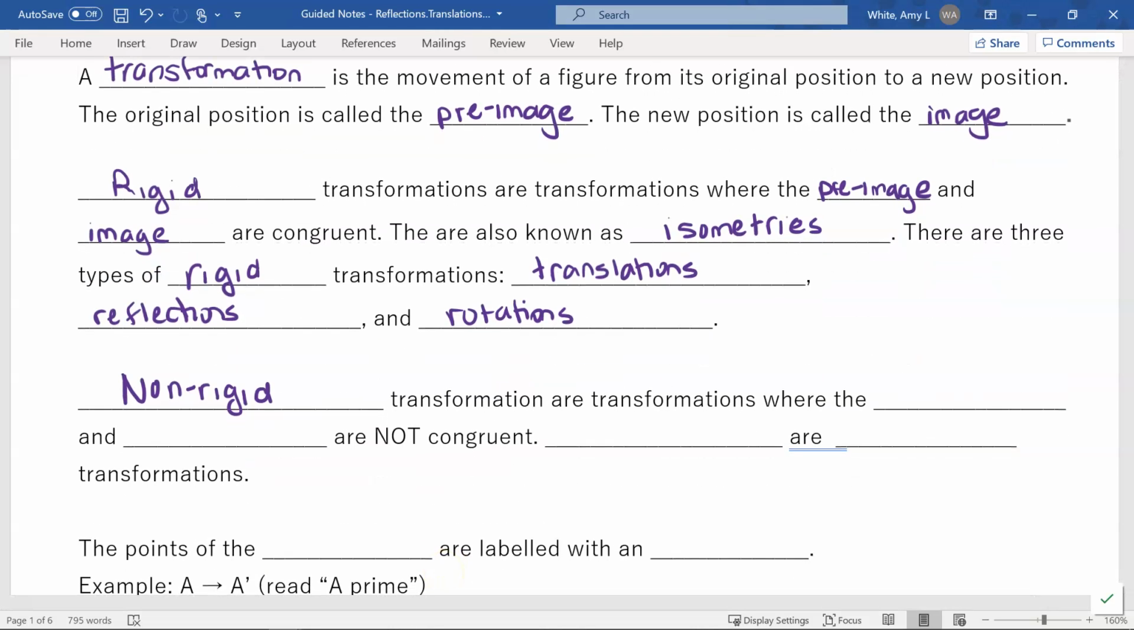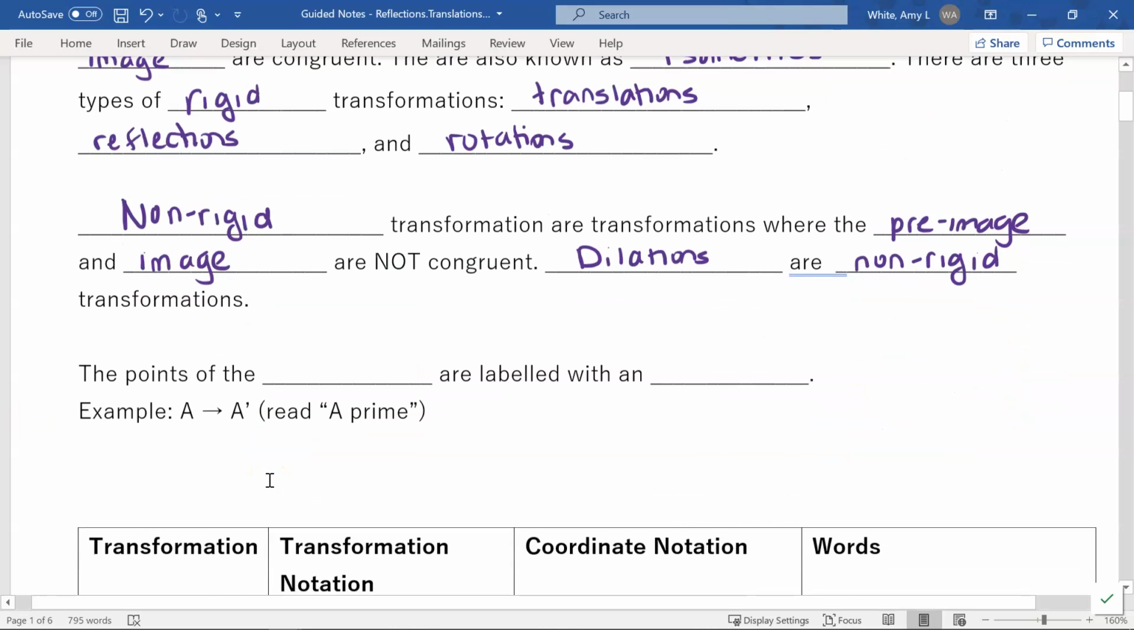And in a non-rigid transformation, the pre-image and the image are not congruent to each other. So dilations are the main type of non-rigid transformations, because in a dilation you are going to change the size.